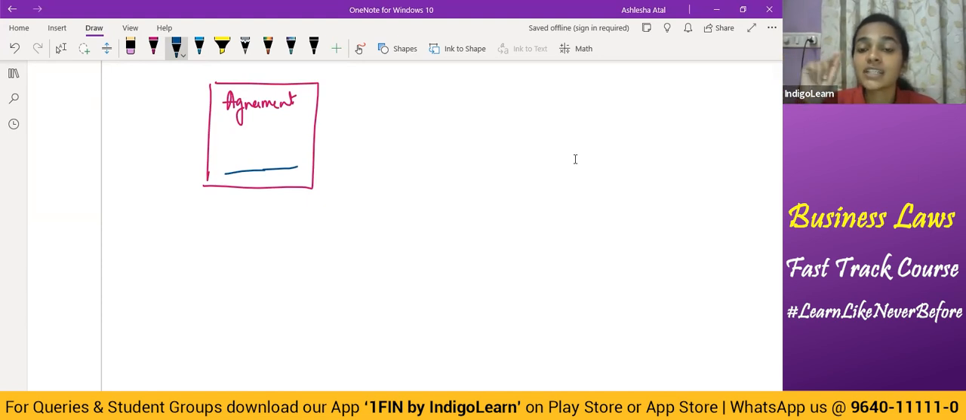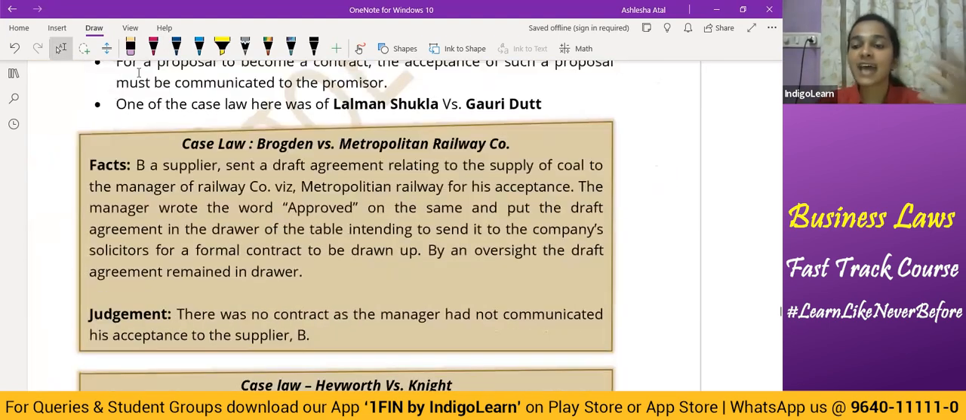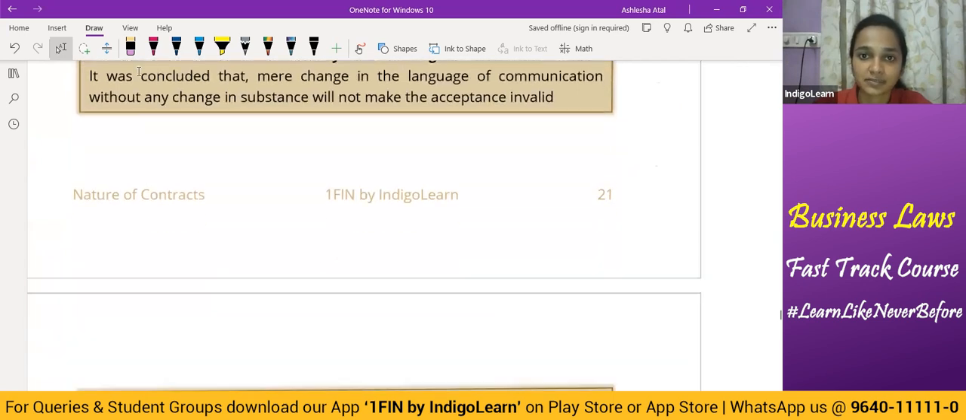So it is very important that acceptance must be communicated. Communication of acceptance is very, very important. Something like this happened in the case of Brogden versus Metropolitan Railway Company. Similarly here, the manager had this agreement with him. He writes approved, keeps it in his drawer, and the communication did not happen at all. So there was no acceptance because the acceptance was not communicated. It is very important that the communication of acceptance is done to the promisor. Acceptance must be communicated to the promisor.